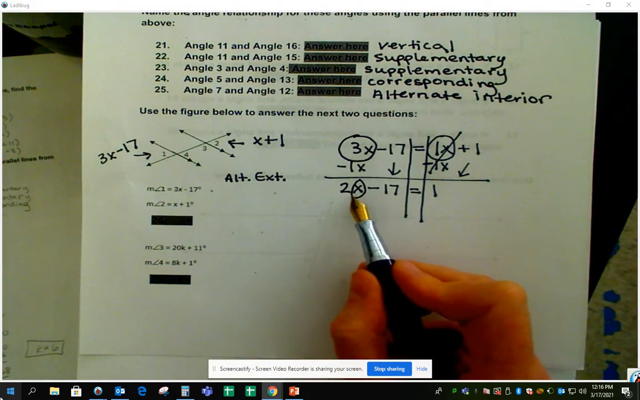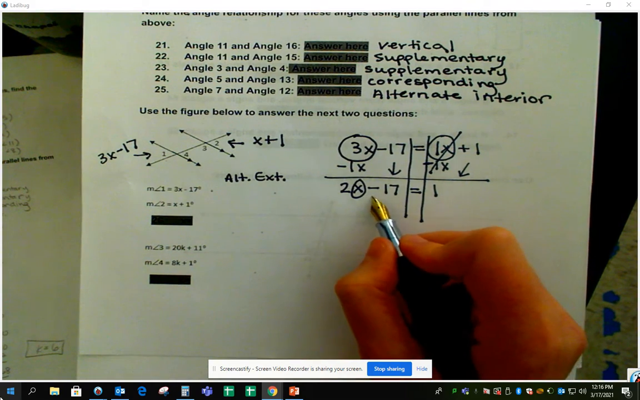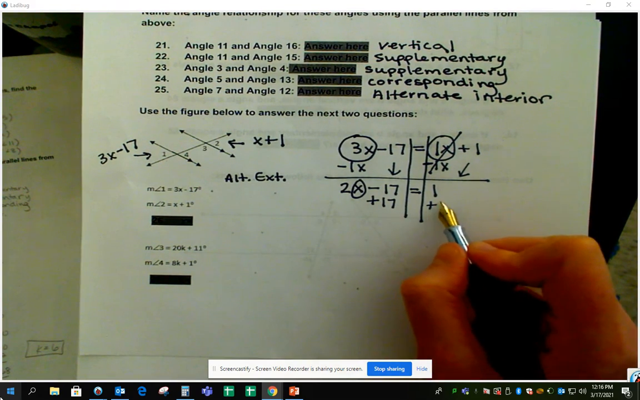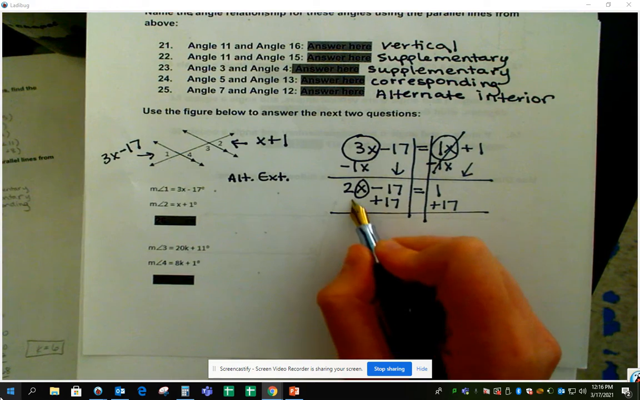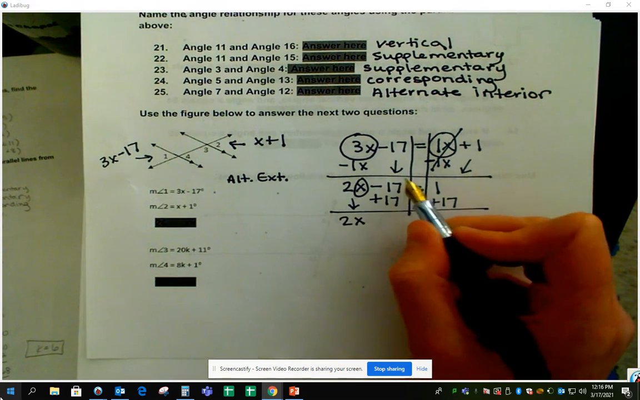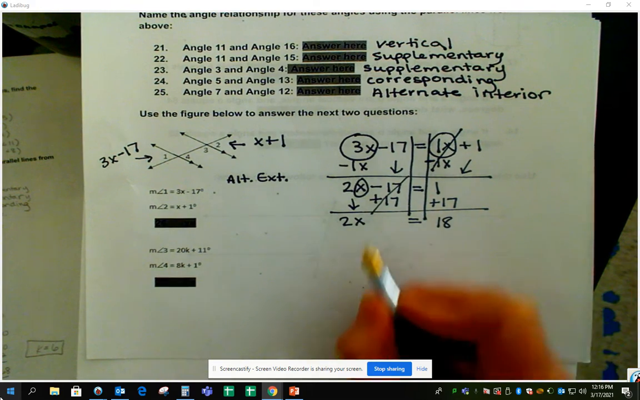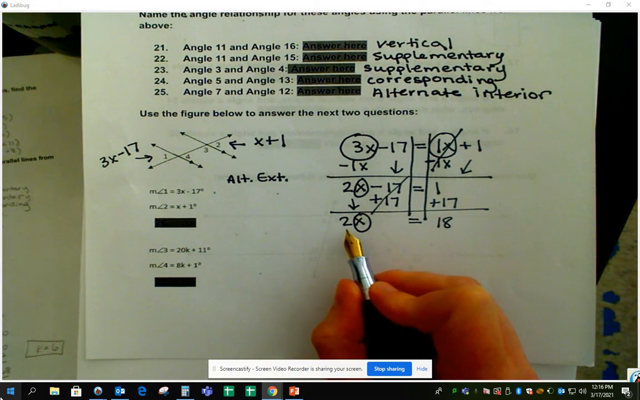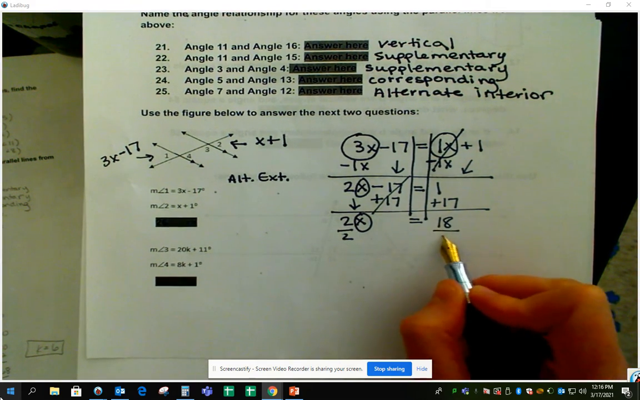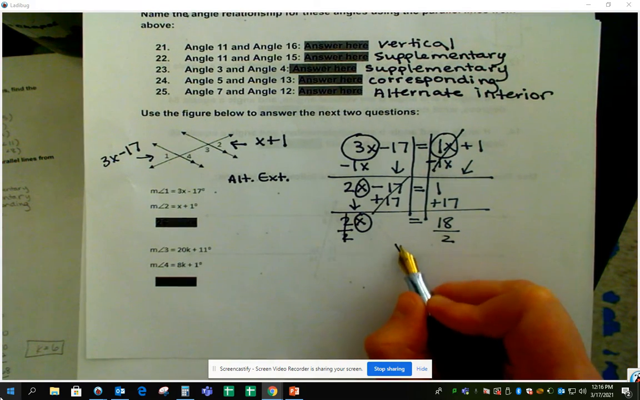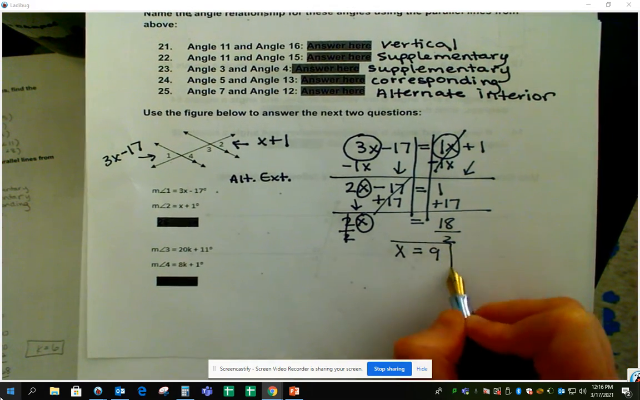Okay, now here's my variable. Remember, I want to get rid of the constant first, so I need to add 17. I'm going to bring down my 2x. The 17's cancel. 17 plus 1 is 18. Again, finding my variable. Now I can divide by 2. So that x equals 9.